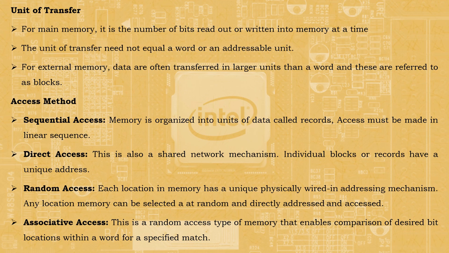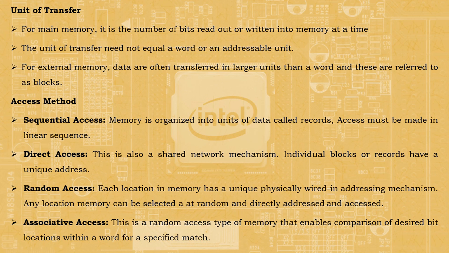Direct access. This also uses a shared read-write mechanism. Individual blocks or records have a unique address. Access is done by sequential searching, that is, one after another. Random access. Each location in memory has a unique, physically wired-in addressing mechanism. Any location can be selected at random and directly addressed and accessed.